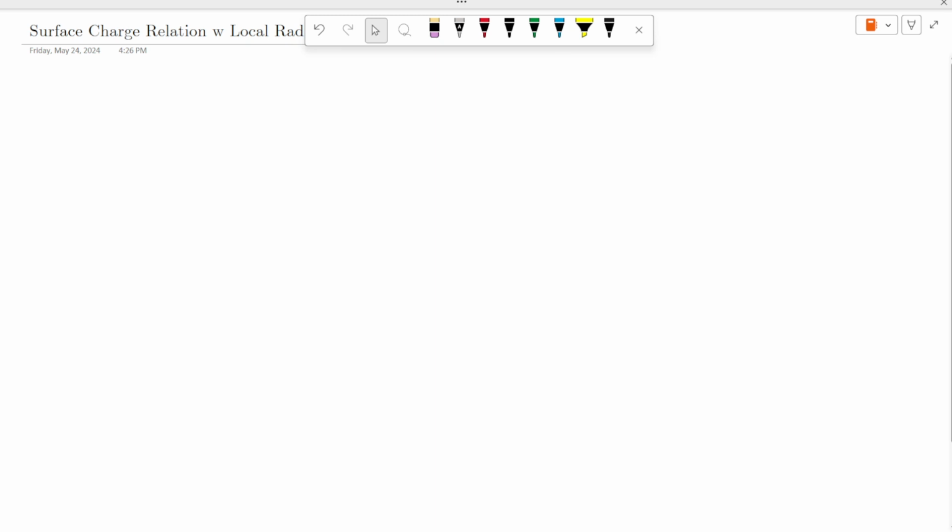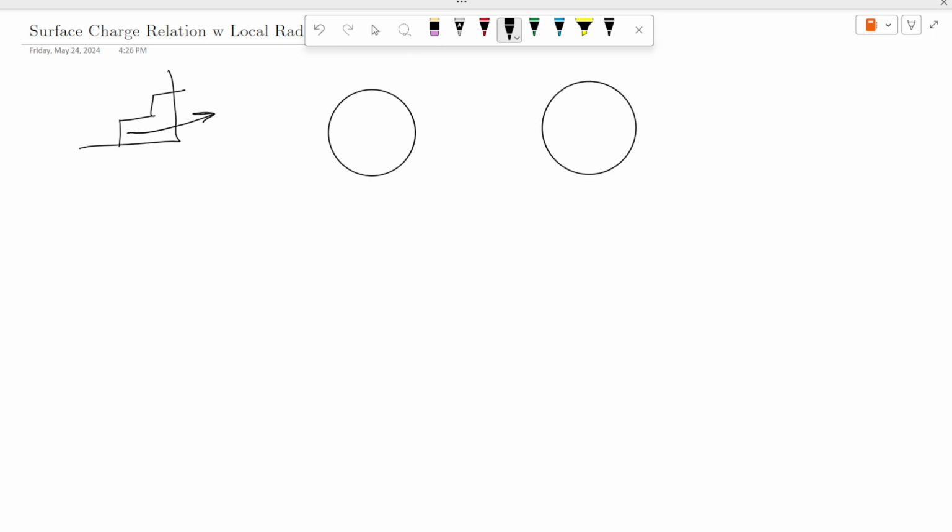Hello guys, today we are going to study surface charge distribution and its relation with the local radii of curvature in metallic bodies. Before moving on to the main topic, I would like to take it step by step. The first step to understanding this concept is to take two metallic spheres and provide one of them with a charge q, and then completely join them using a conductor.